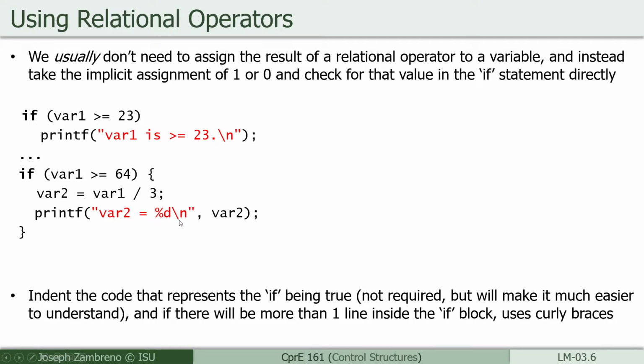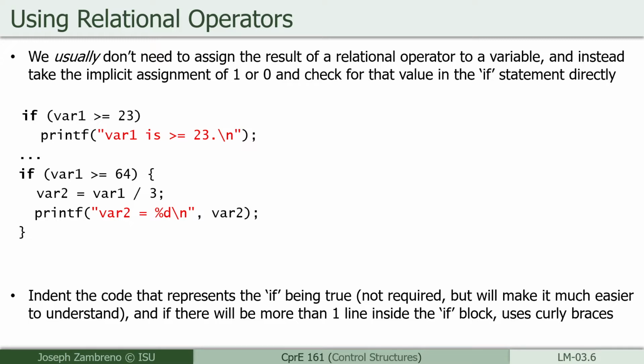The strong suggestion I have for you is that you indent the code that represents the if being true. C doesn't have any white space rules, as we already saw with the obfuscated examples, and consequently, you're not required to do that indenting. Some other languages do require a specific level of indenting for your control structures. C does not require it, but it's going to make it much easier to understand.